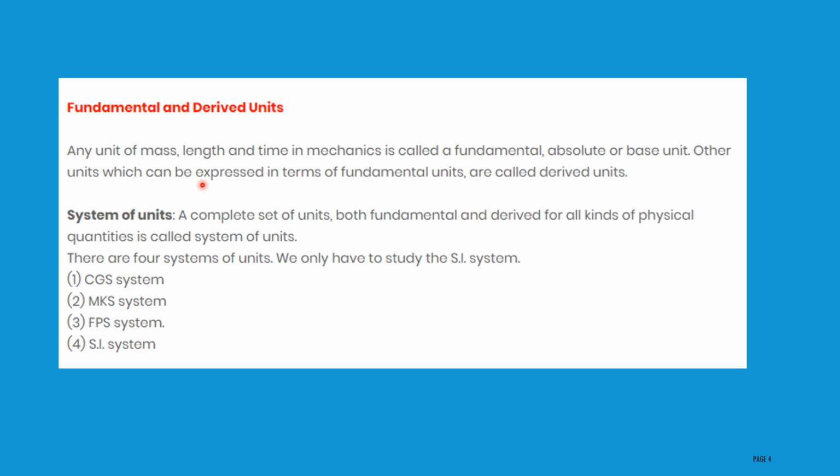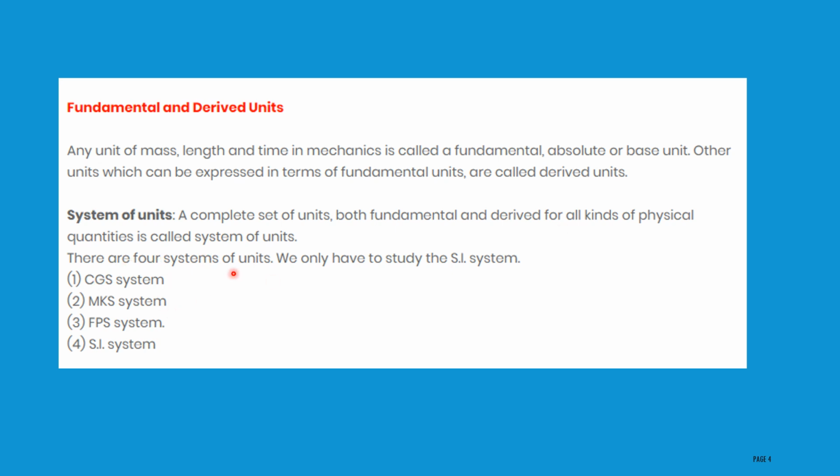Other units which can be expressed in the form of fundamental units are derived units. Here derived units are derived from the combination of fundamental units. Then system of units: a complete set of units, both fundamental and derived, of all kinds of physical quantities is called a system of units.